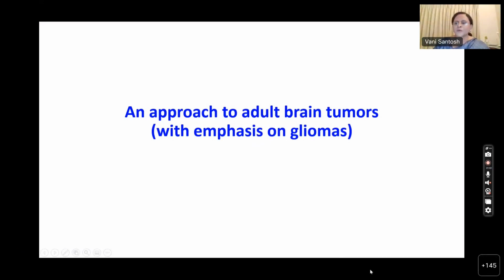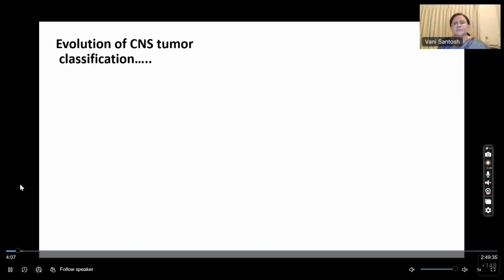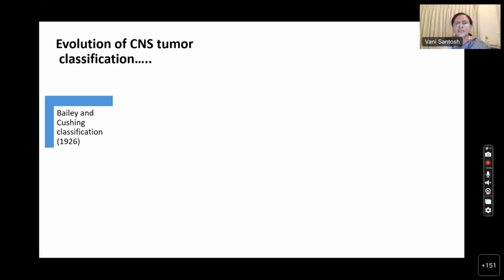As interactive as possible today, and we are starting our session on brain tumors, and we'll begin with adult brain tumors and approach to adult brain tumors, but I will be emphasizing predominantly gliomas and a few other tumors like glioneuronal tumors. Now, before we actually start, let us look at the evolution of the CNS tumor classification itself.